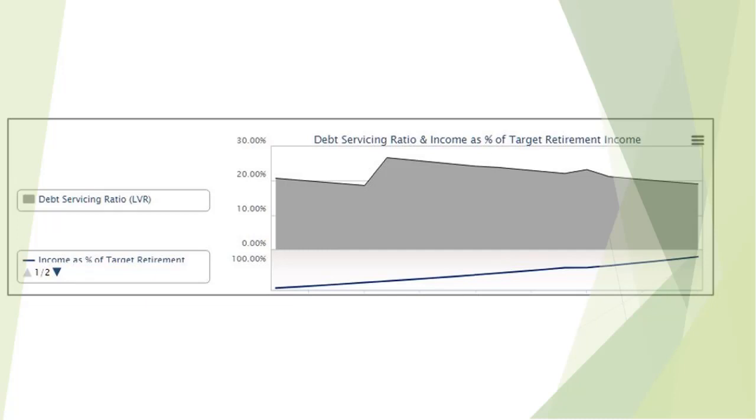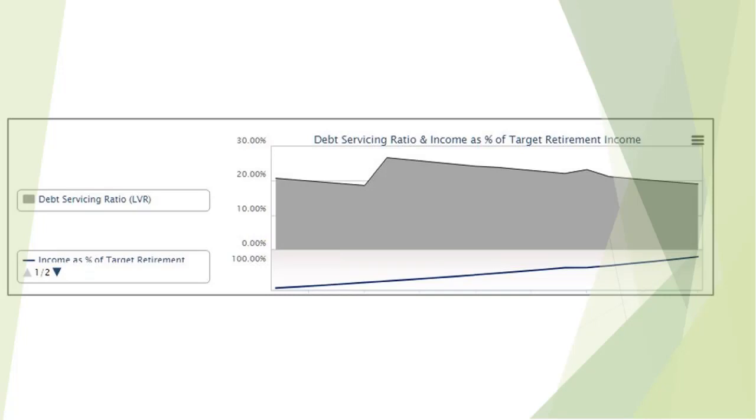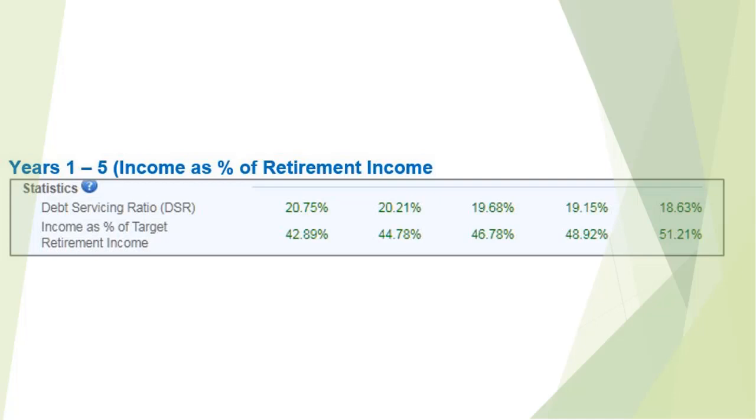Another interesting statistic is income as a percentage of target income. If you look at the plan details page, at the bottom of the entries you can enter a target retirement income which defaults to $100,000. If you look at the bottom section of the debt servicing ratio graph, you will see a line indicating the percentage of that target retirement income. This can be quite handy to see where you are in terms of meeting your retirement income based on the current returns on investments. This calculation divides the net investment income, excluding loan payments but not loan fees, plus income from retirement accounts by the nominated target income to give you a percentage.